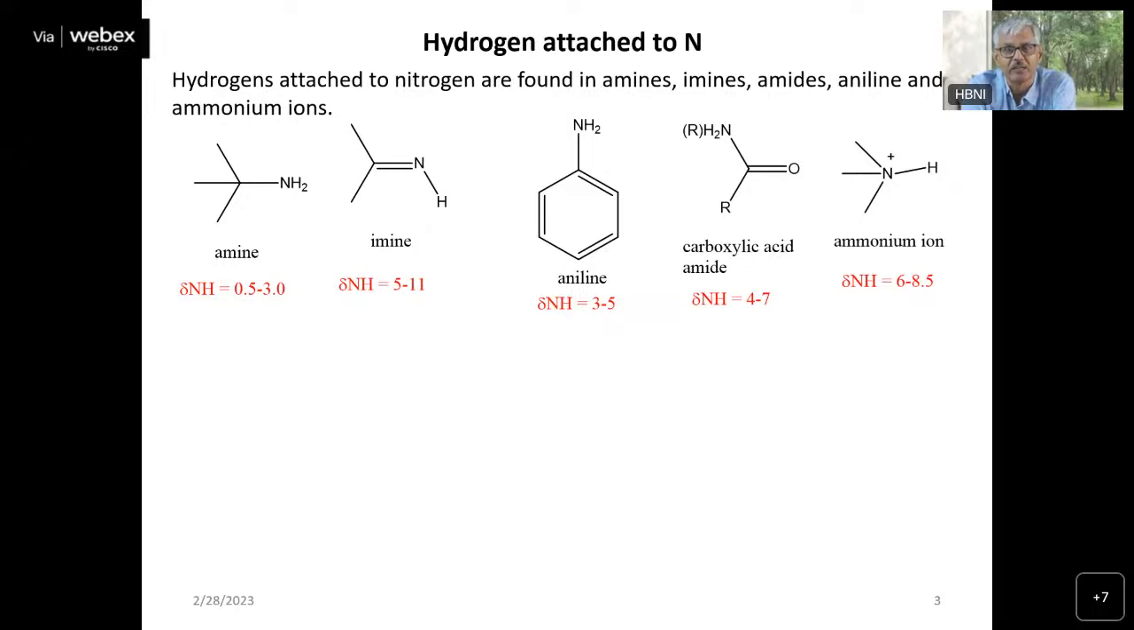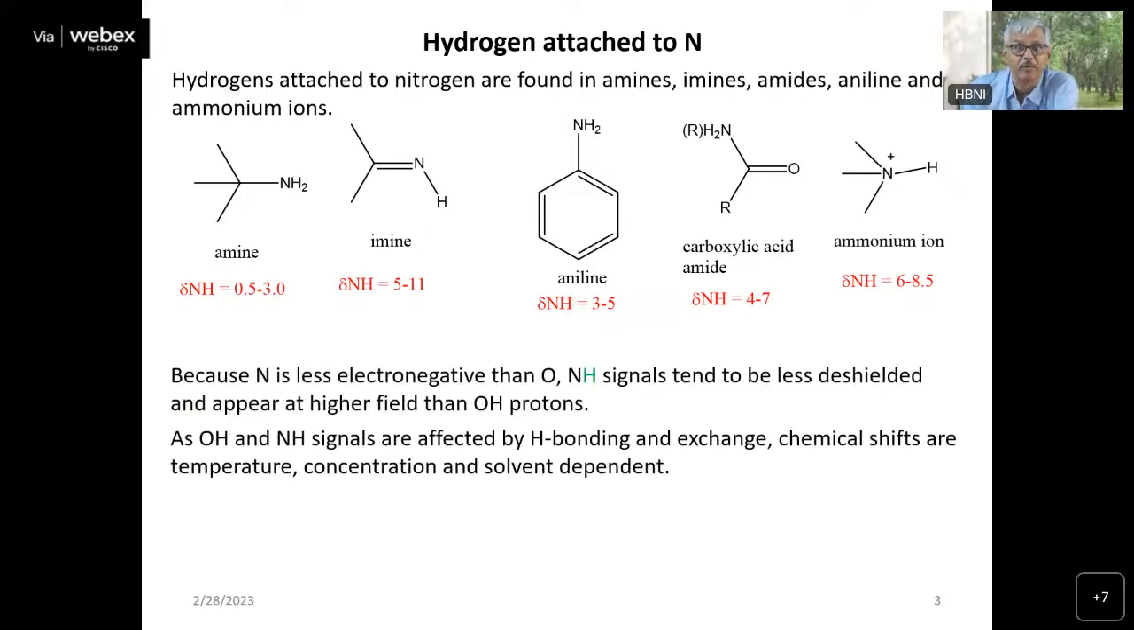Then another type of compounds are the carboxylic acid amides. The NH2 or NH chemical shift varies from 4 to 7. And you can see the quaternary ammonium salts, like ammonium salts, the chemical shift is around 6 to 8.5 ppm.